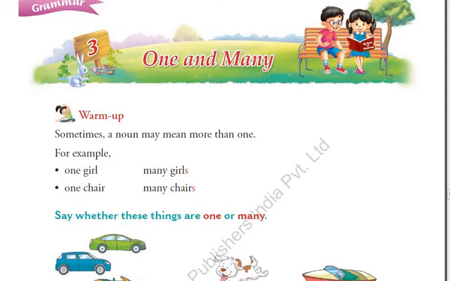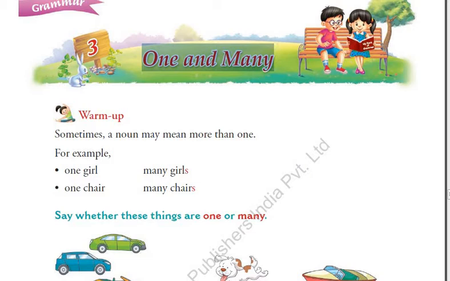So students, what we started yesterday is chapter number 3. The name of the chapter is One and Many. This is what we started in yesterday's lecture, correct?